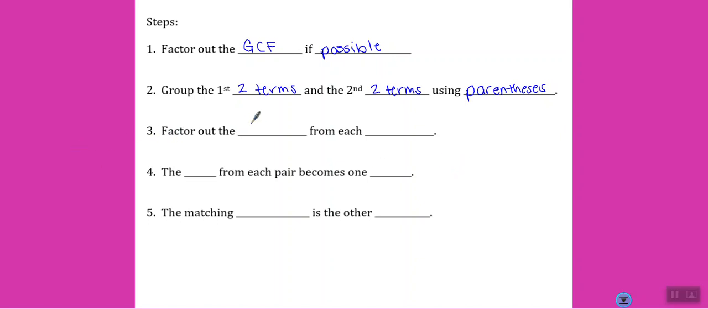Then we're going to factor out the GCF from each pair. The GCF from each pair becomes one of the factors, and the matching parentheses is the other factor.